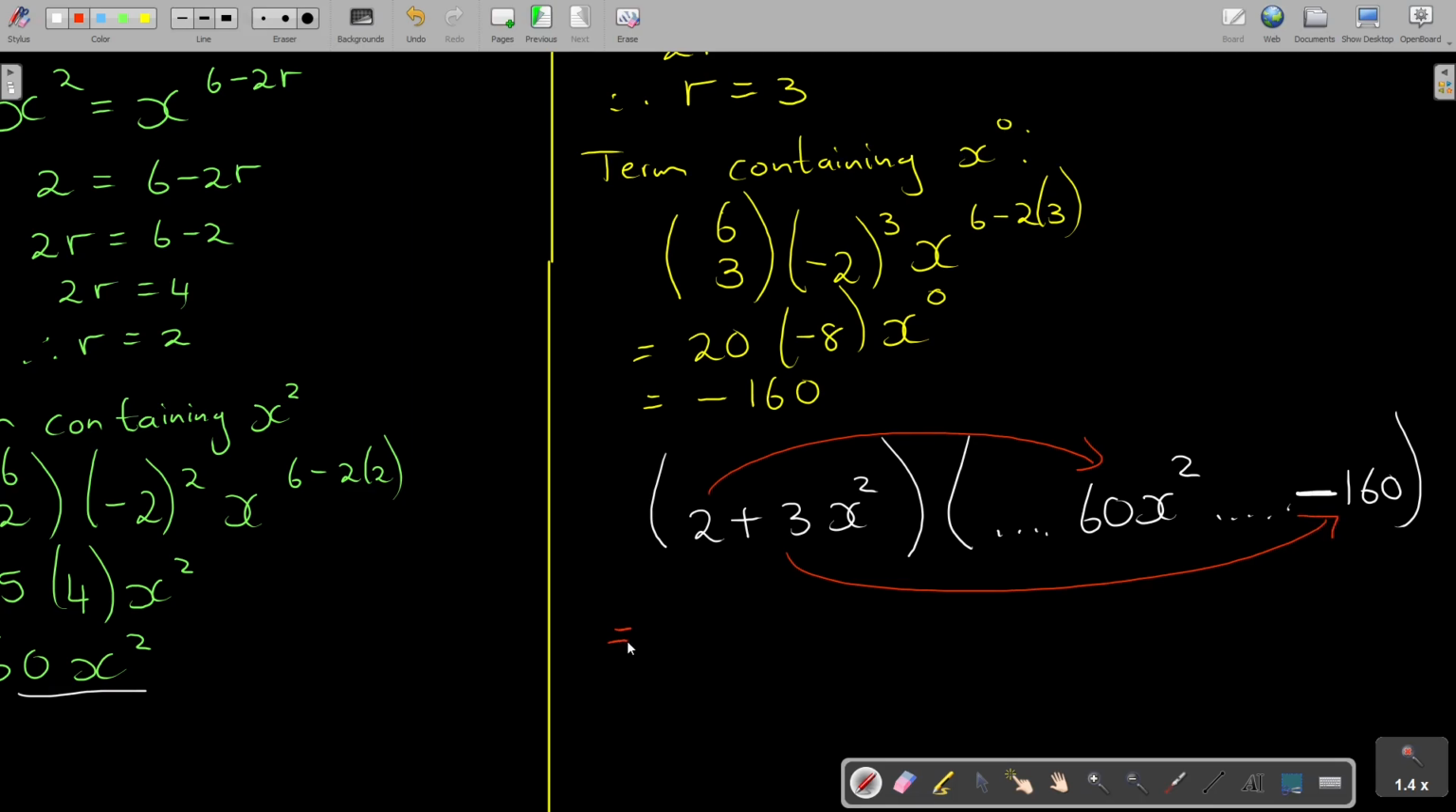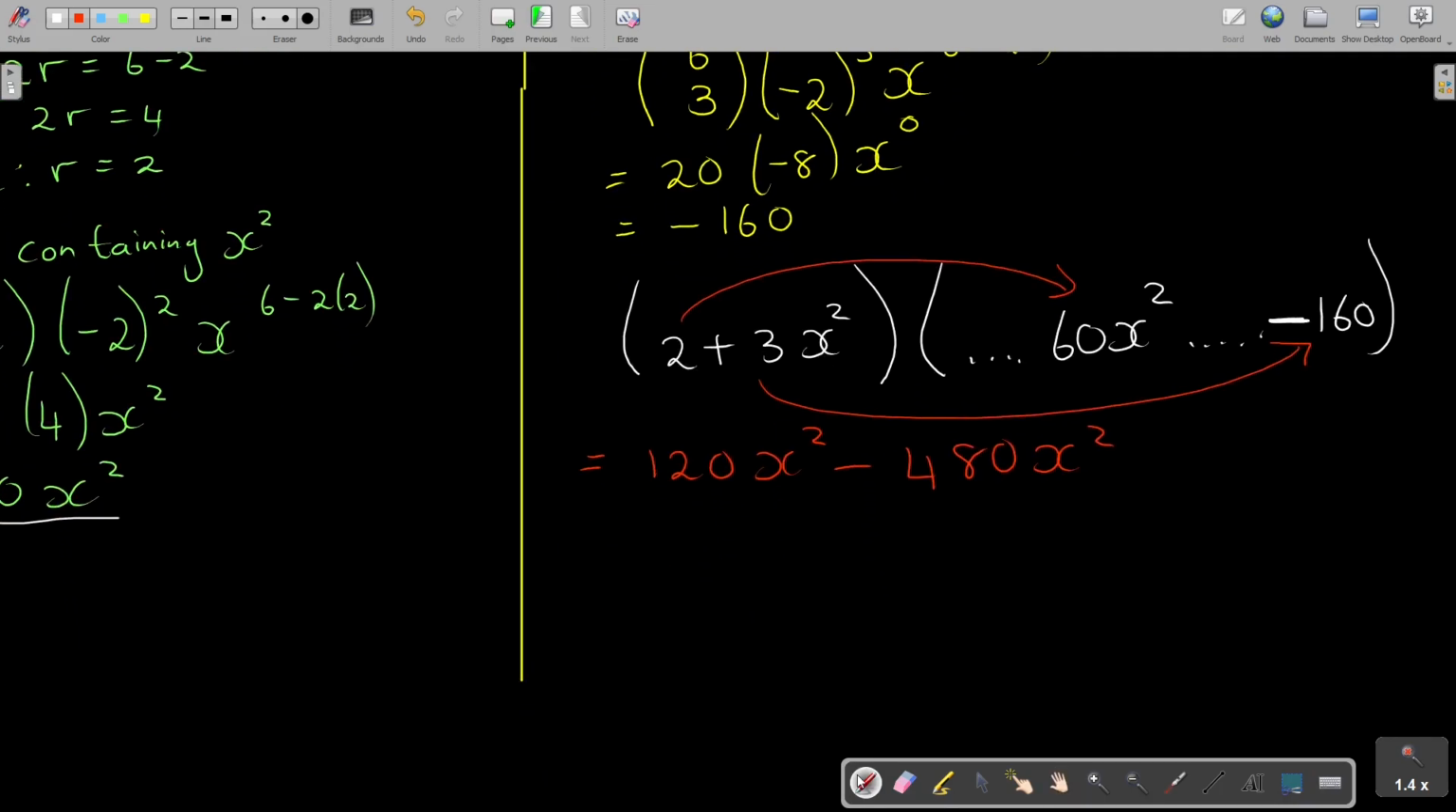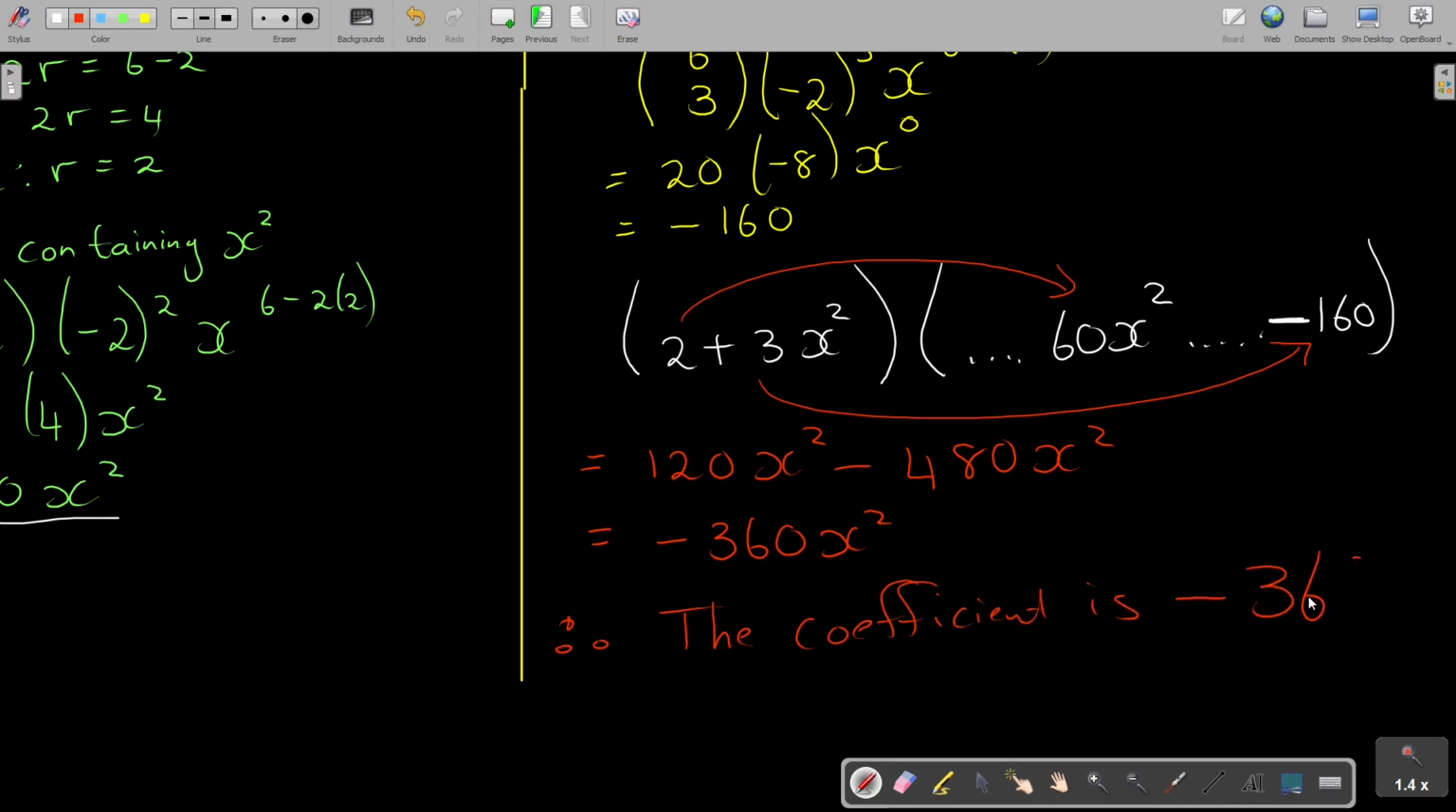So basically, I'm getting 120x² negative 480x². And that is going to give me an answer of negative 360x². So therefore, the coefficient of x² is negative 360. Okay, and that's how you do it. So really, it's a pattern of more or less asking the same kind of things.